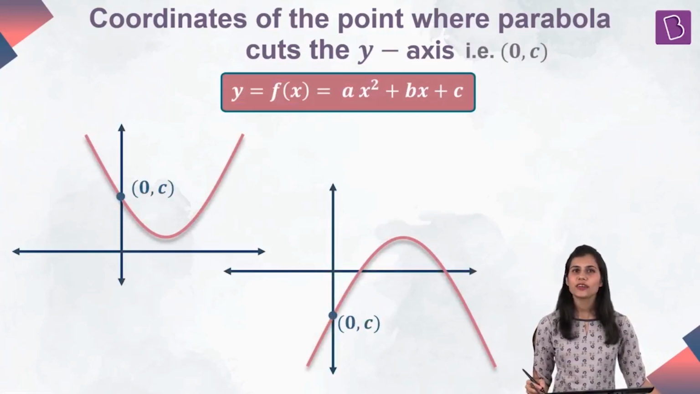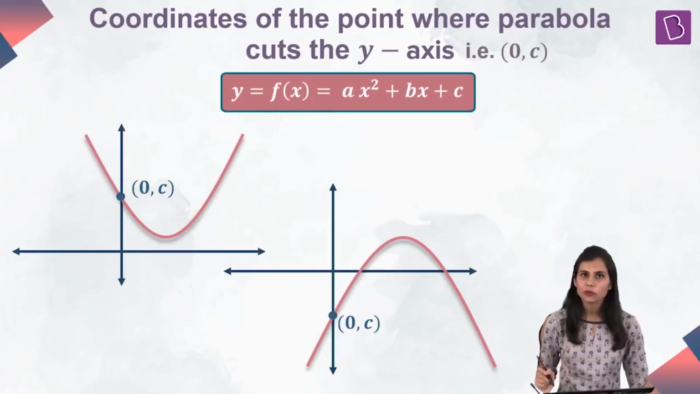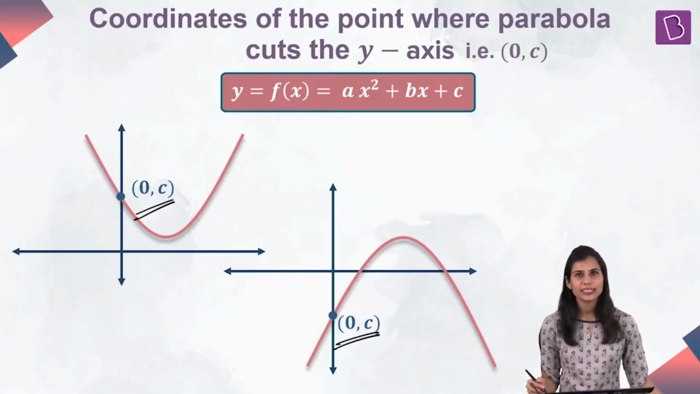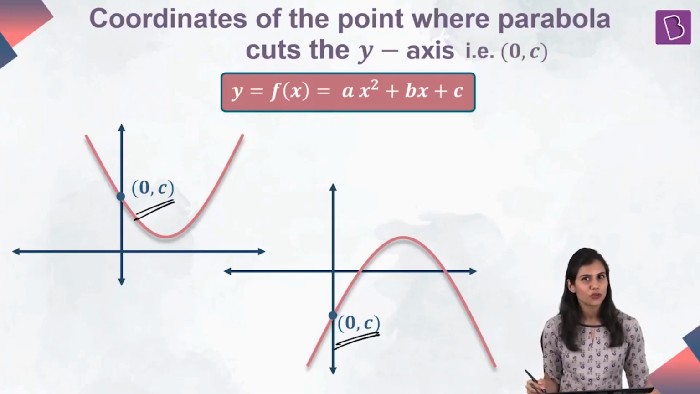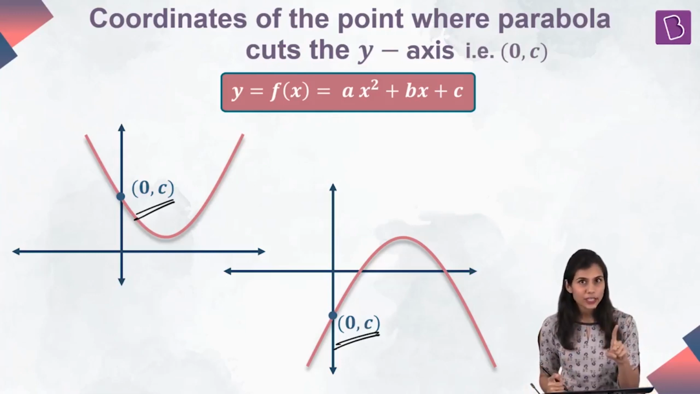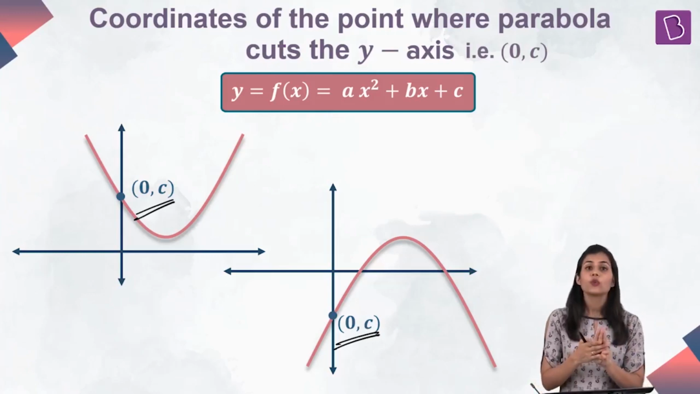And once you are aware of the coordinates of the point where the parabola is cutting the y-axis, eventually, you will have your actual complete graph of the given quadratic polynomial. Just three pieces of information. First is the sign of the leading coefficient. Second is the coordinates of the vertex. Third is the coordinates of the point where the parabola cuts the y-axis, which is 0, constant term in the quadratic polynomial. Got it?